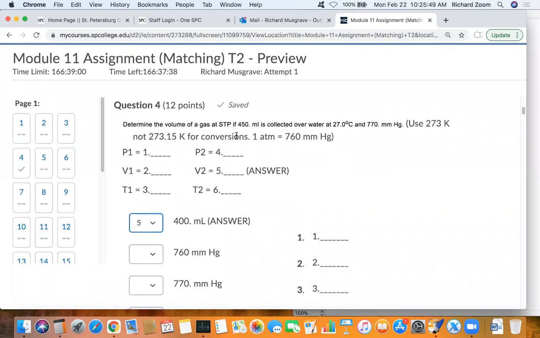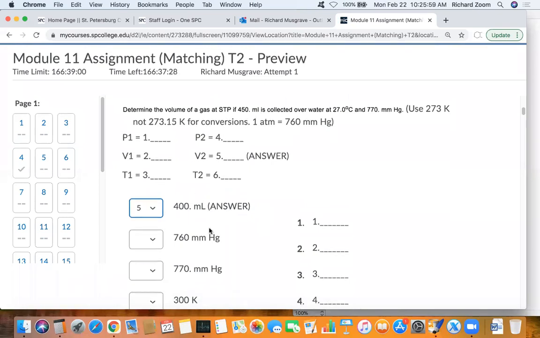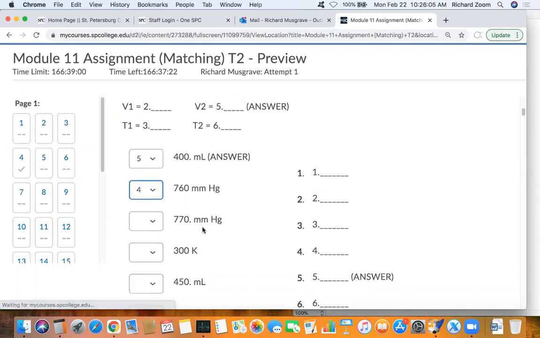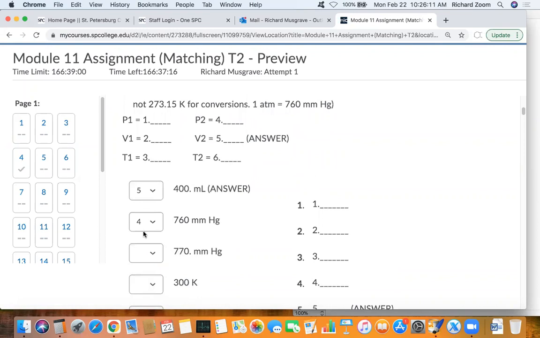So it says determine the volume of a gas at STP. This is the volume of the gas we've determined. So STP is going to be 4 and 6. 4 is going to be 760 millimeters of mercury. 6 is going to be 273 K. Anybody got any questions so far? You can see how I'm doing this around the answer, which I've already got. And the answer is already determined here as well.